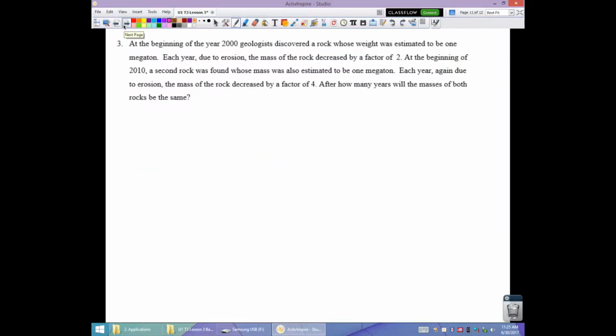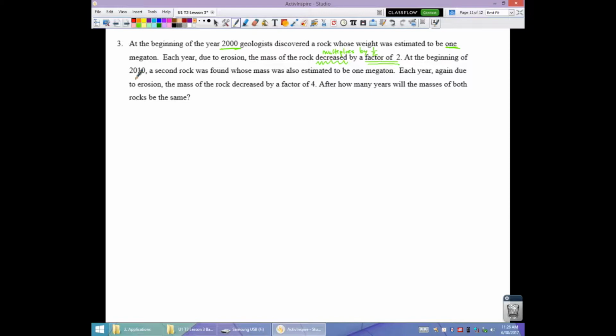All right, number 3. Beginning of the year 2000, geologists discovered a rock whose weight was estimated to be 1 megaton. Okay, so this starts in the year 2000 with 1 megaton. Each year, the mass of the rock, now this is our first time saying decreased, but it's by a factor of 2. So the phrase factor of 2 tells me multiplies, but since it's decreasing, it's multiplying by 1/2. Almost like it's dividing by 2, but we have to consider everything as a multiplication problem. So we're multiplying by 1/2.